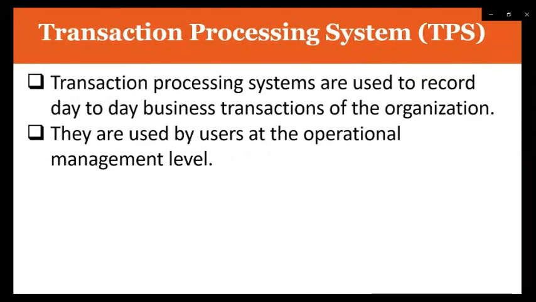Transaction processing systems are used to record day-to-day business transactions of the organization. They are used by users at the operational management level. The main objective of a transaction processing system is to answer routine questions such as how many printers were sold today, and how much inventory do we have at hand. So those are the things to consider.